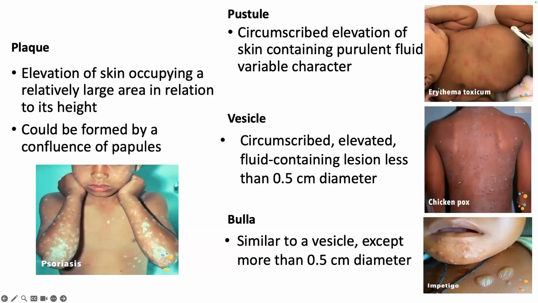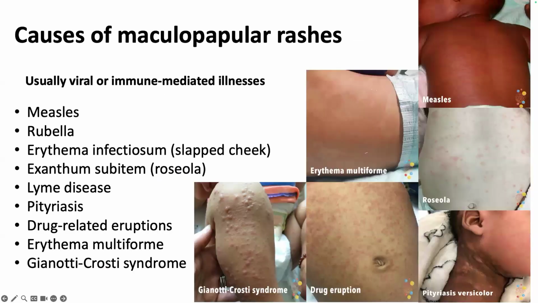And an example of something that gives you vesicles would be chickenpox. An example of something that gives you bullae would be impetigo, so that's Staph aureus. And some example causes of maculopapular rashes. Often these are sort of viral illnesses, like I was saying, or could be something immune mediated.